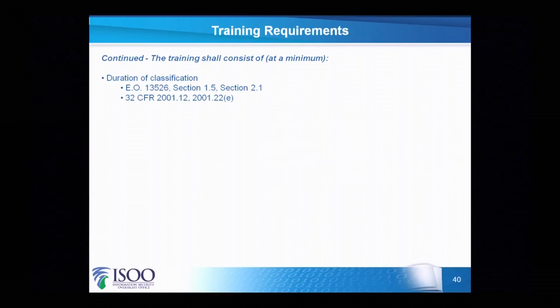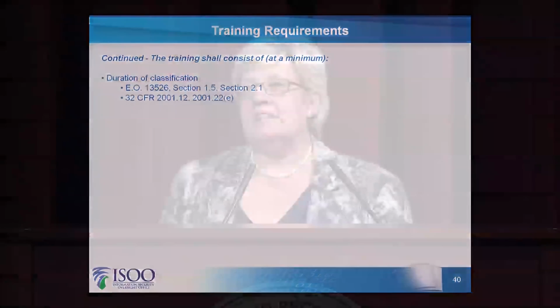Okay. You also need to discuss and be aware of the duration of classification. EO 13526, Section 1.5 addresses original classification, which states that an OCA can only classify information originally up to 25 years. After that, there are procedures in place to continue the classification beyond that, but the OCA can only originally classify up to that point.